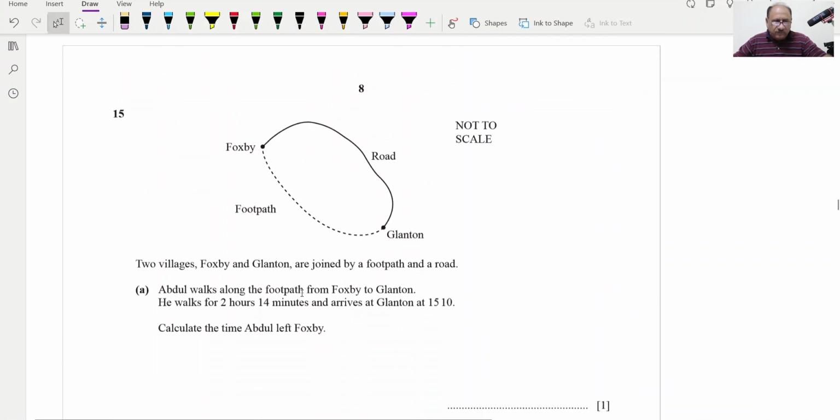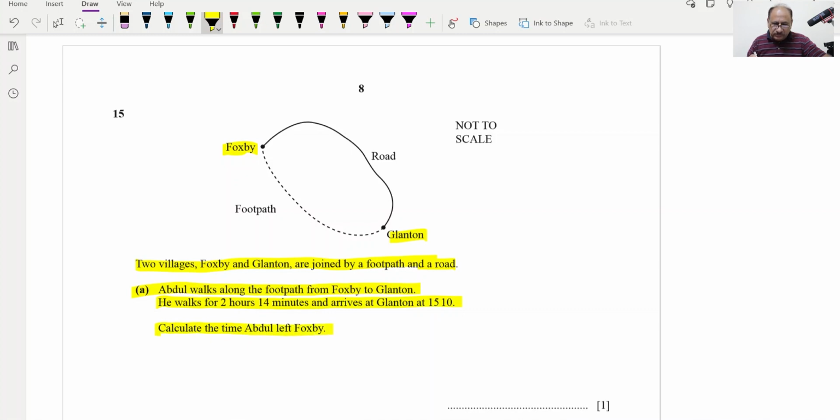Now question number 15. Question 15 says two villages, Fox Bay and Gallatin, are joined by a footpath and a road. Abdul walks along the footpath from this city to this one. He walks for 2 hours 14 minutes and arrives in Gallatin at 15:10. Calculate the time Abdul left Foxfield.